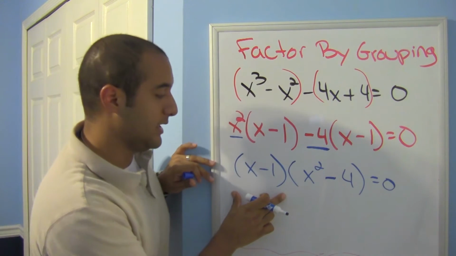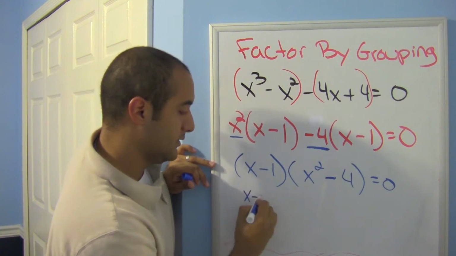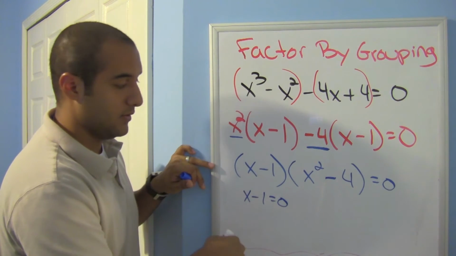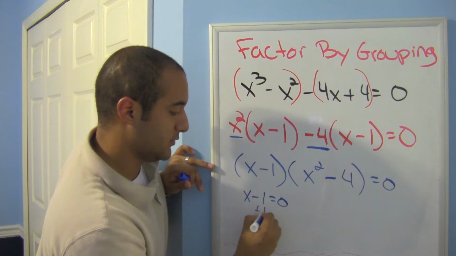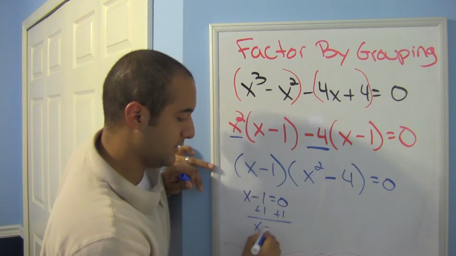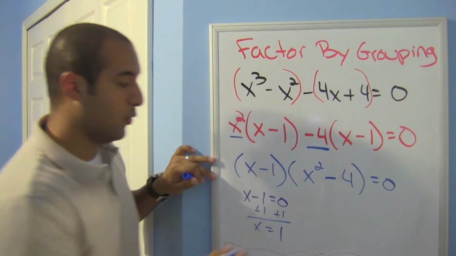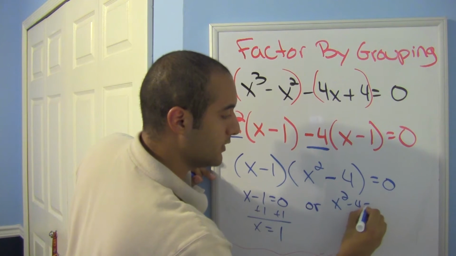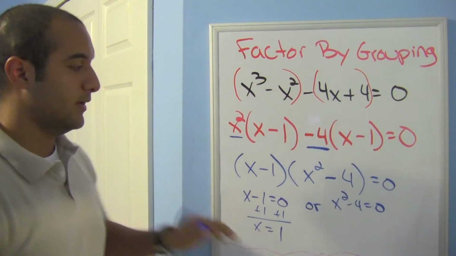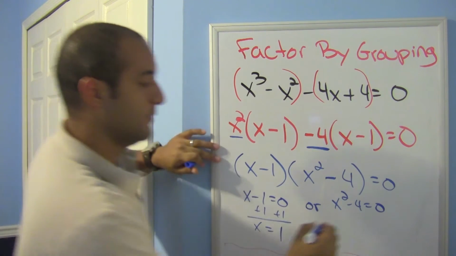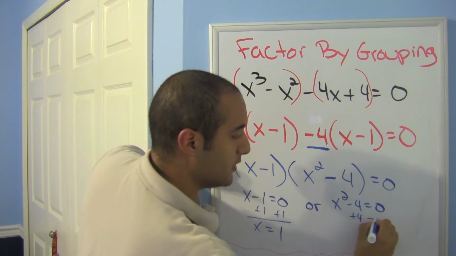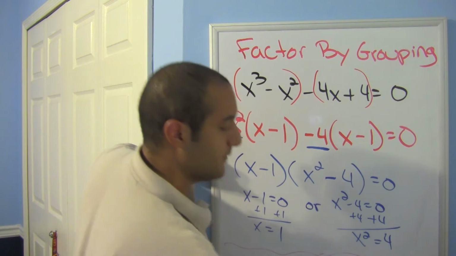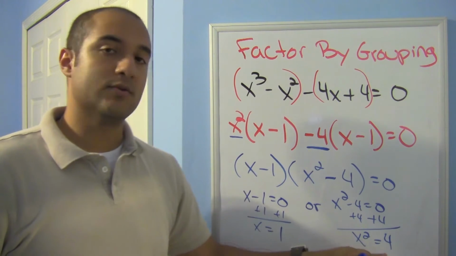In that first one, I'm going to break this up. Either x minus 1 is 0, so let me solve that. Plus 1, x is equal to 1. Or x squared minus 4 equals 0. Okay, look at what I'm going to do here. Plus 4, x squared is equal to 4.